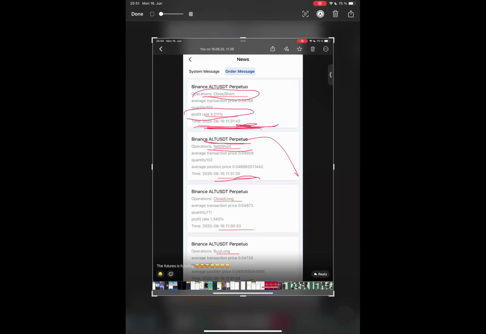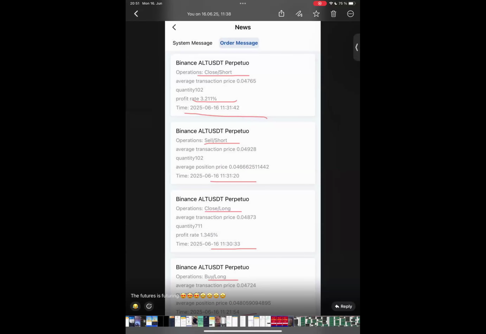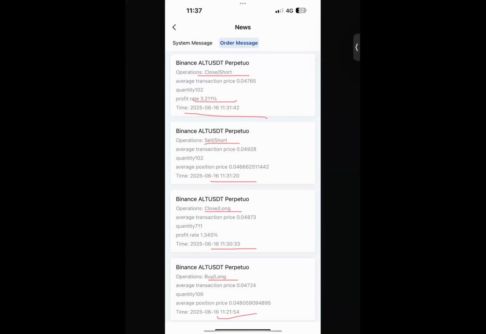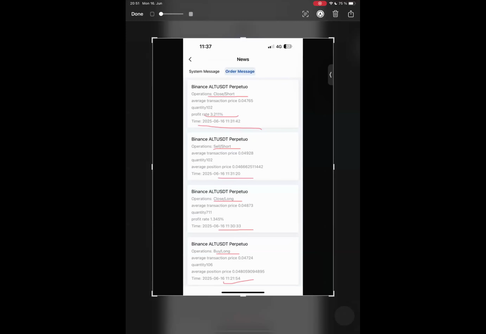How much profit rate? 3.211%. Is that even up to a minute? No. This is another one. Buy long. 11:21, 54 seconds. 11:30, 33 seconds. It closed. 1.345%. Is it a fixed profit? No. The profit changes.